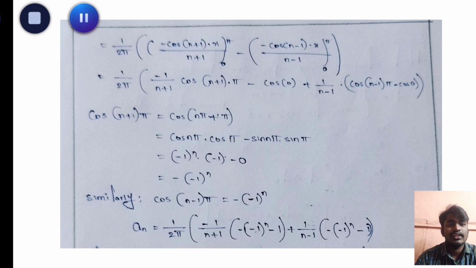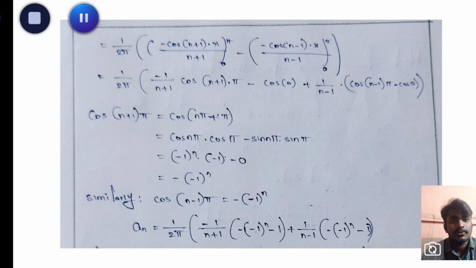cos nπ into cos π minus sin nπ into sin π, that equals (−1)^n into (−1) minus 0, which comes to −(−1)^n. Similarly for cos (n − 1)π, it equals −(−1)^n.